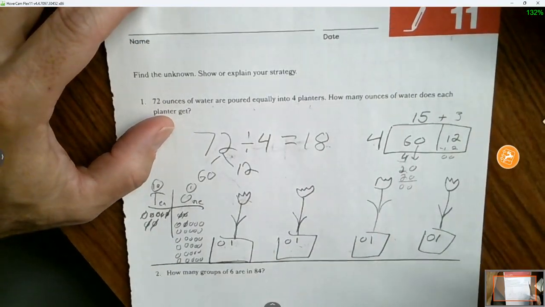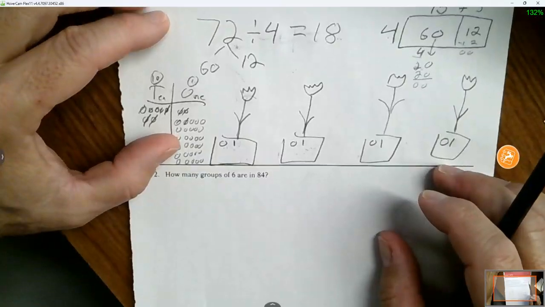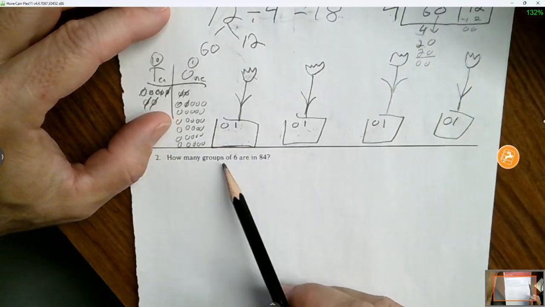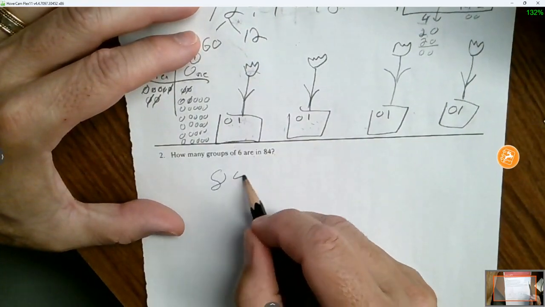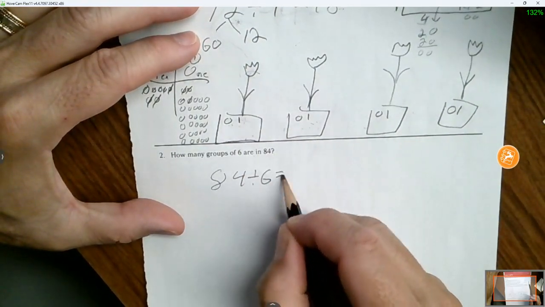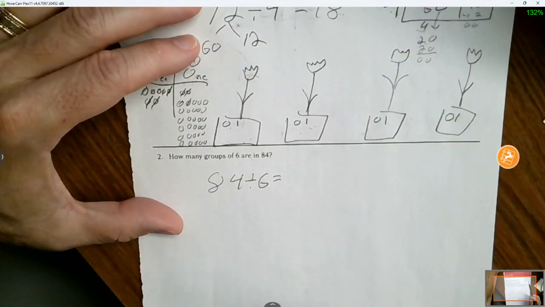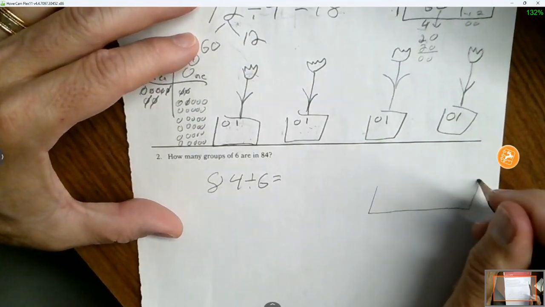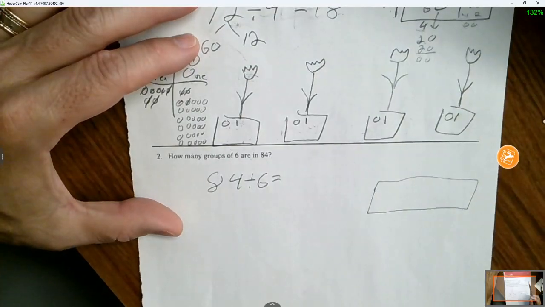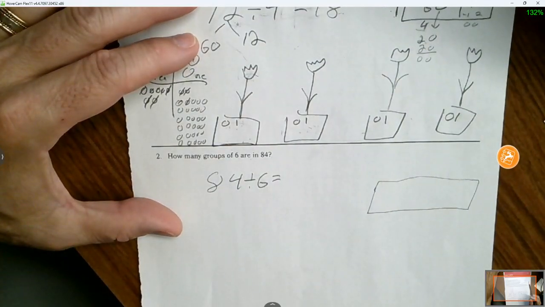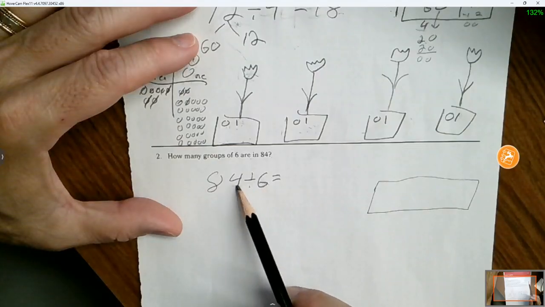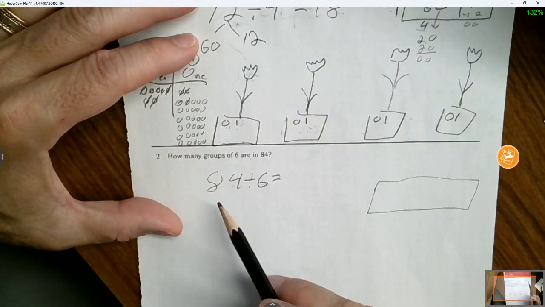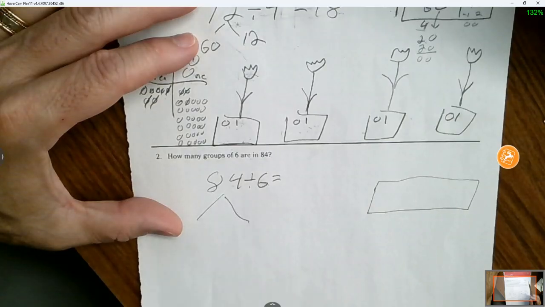Okay, next one. How many groups of 6 are in 84. Set it up the same. 84 divided by 6. Okay, you want to do the area like that. Figure out what you know 6. When you have 6, what can you multiply 6 by to get a 4? Take that one out and break it off. Okay, break it apart that way.